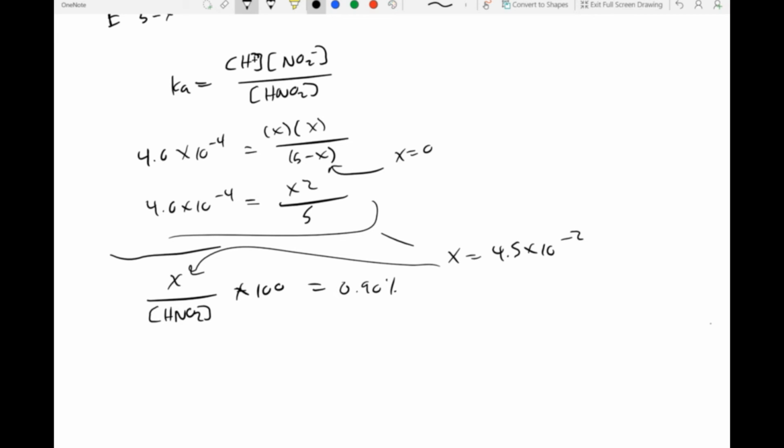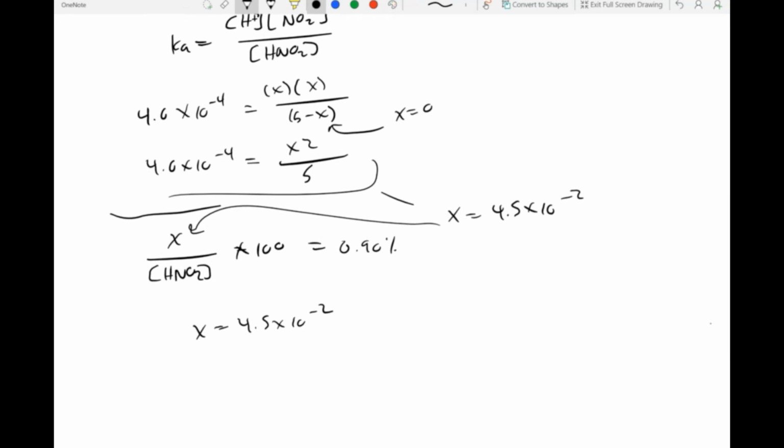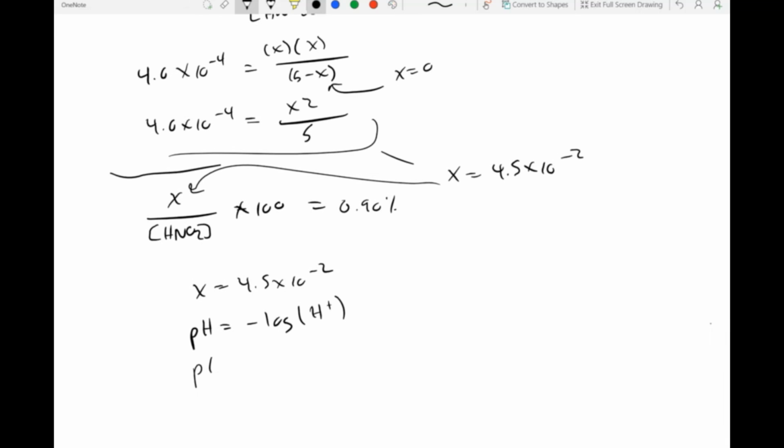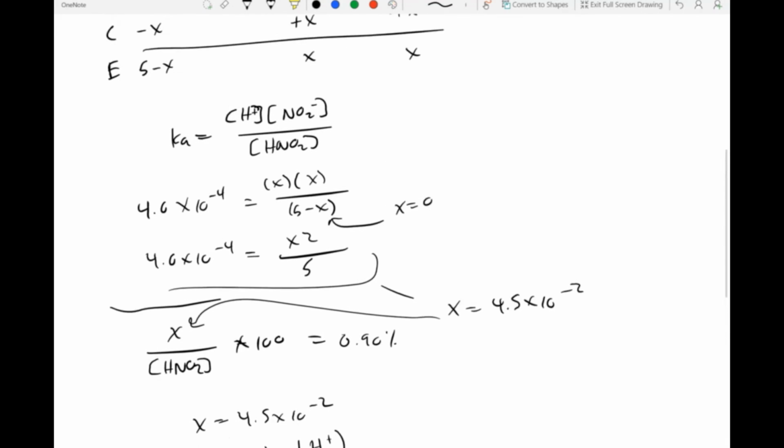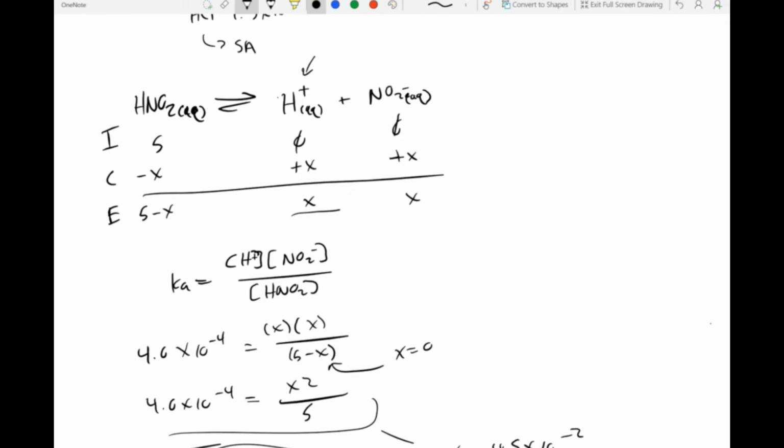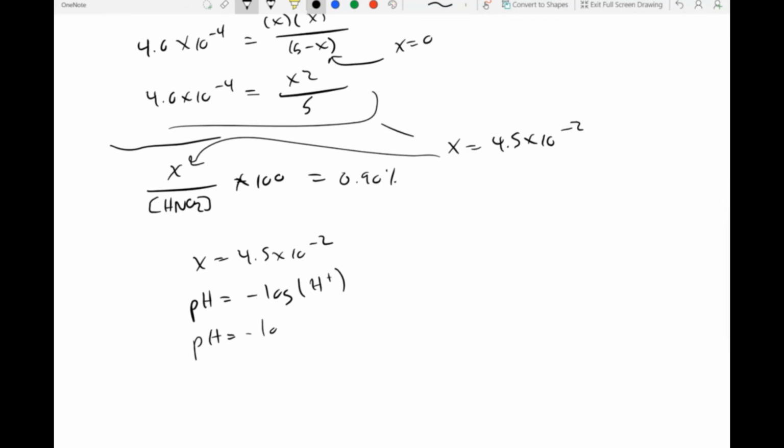Okay, so now that our x is 4.5 times 10 to the negative 2 power, we can just plug this into our pH equation. You know that pH equals negative log of your H plus ion. H plus was our x, because if you remember, this was our x and it was for our H plus. So just plug it into the equation.